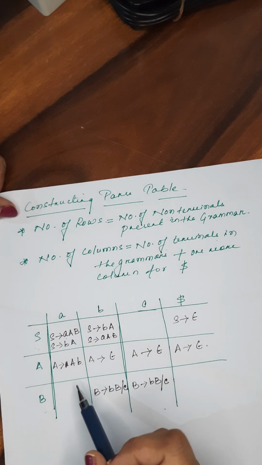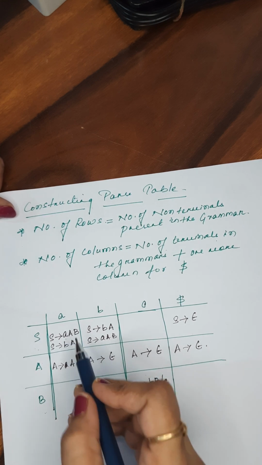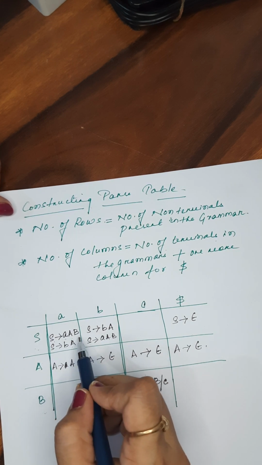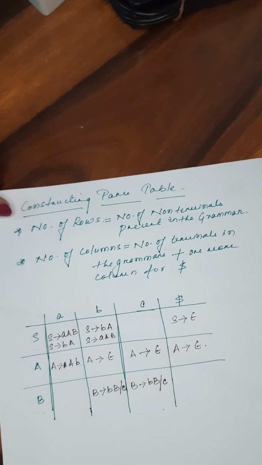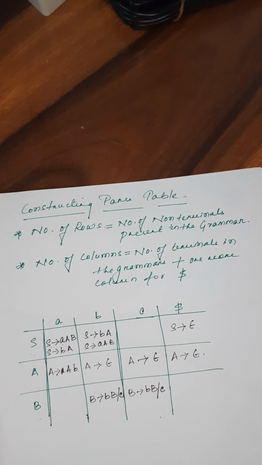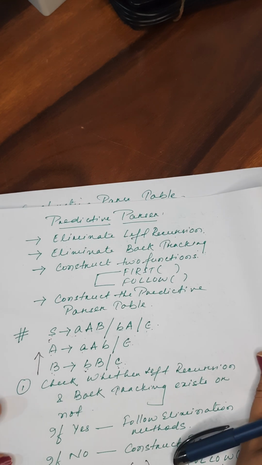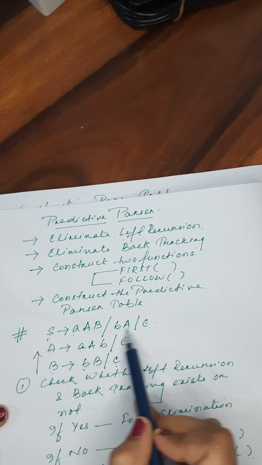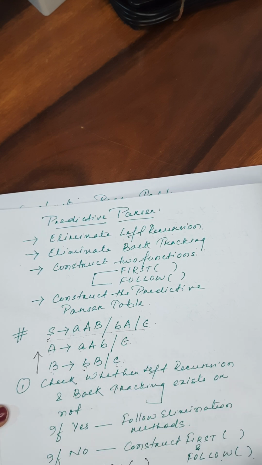Now, see. Here, what is this? S tends to AAB or BA. That is, this is one production. We can put a slash and write it as it was given in your question also. How was it given in your question? In the question, it was given like this. Context free grammar, we can write this way. So, this is actually one production. These are not multiple productions.